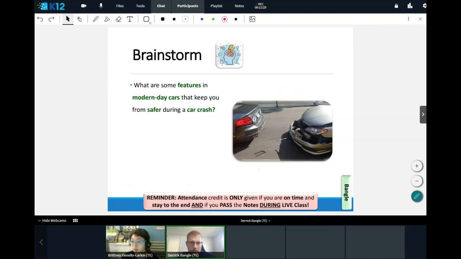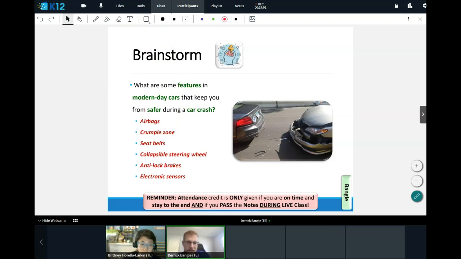So starting off with the brainstorm today, guys. What are some of the features in modern day cars that keep you safer during a car crash? Let's just type some stuff in the chat. Sensors, airbags, good. Maybe something that's keeping you safe during the crash itself, not preventing a car crash from happening. Seat belts, awesome. Anything else besides seat belts or airbags? Brakes, good.